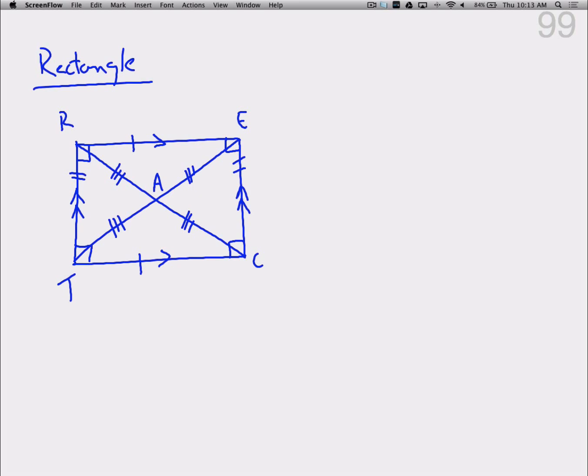Good? What else? Triangles are congruent. Be more specific. There's a lot of triangles up there. RAT and EAC. Good. Okay, so this triangle is congruent to that triangle. This triangle is congruent to that triangle. Any other triangles? The big ones. Yeah, RCT and EPC. In fact, all four of those triangles are congruent, right? So RTC is congruent to REC is congruent to RET is congruent to ECT. Good. What else?